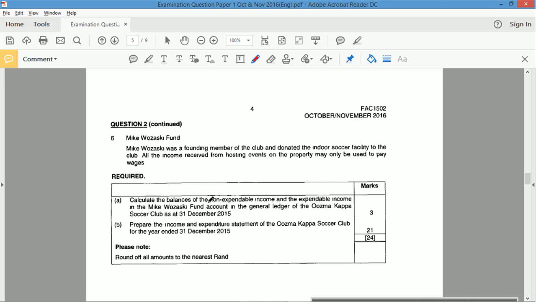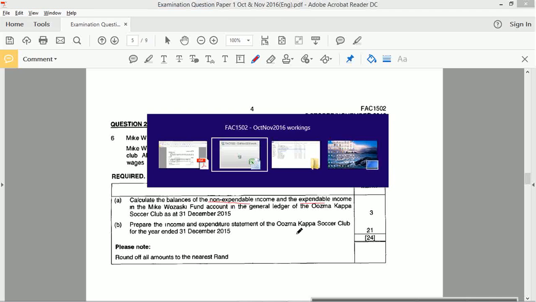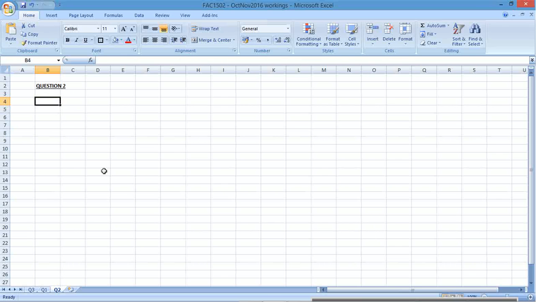Non-expendable means I can't spend it. It needs to be kept within the club. And expendable means I can spend it. That's what they're saying, in the Mike Wazaki fund, in the general ledger of USMA. Prepare the income and expenditure statement. That's easy. That's income, expenses, and that's it. So all you need to do is structure, layout.